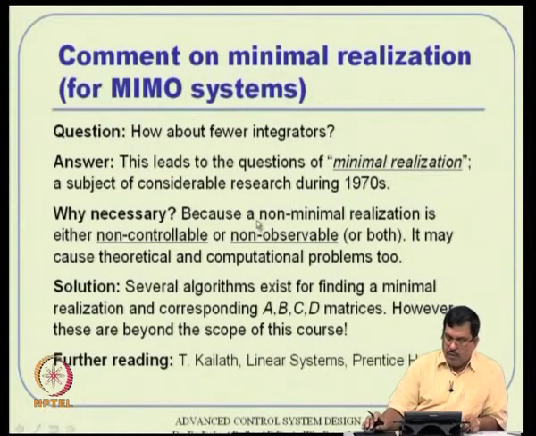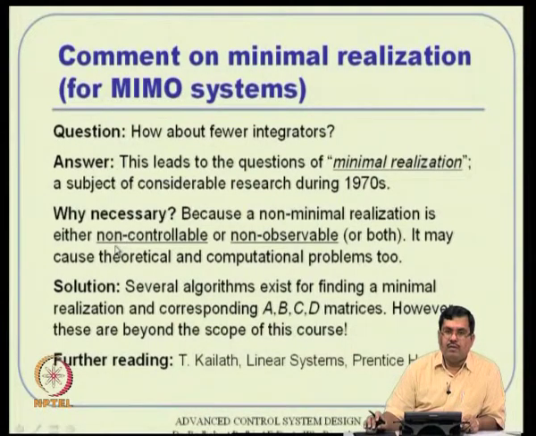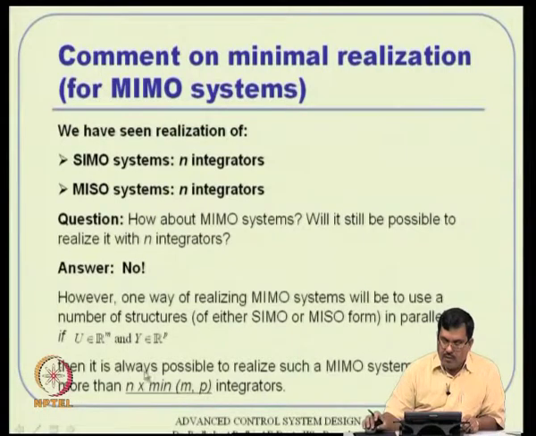The answer turns out to be that a non-minimal realization, suppose you take more integrators than necessary, can lead to some very odd situations like non-controllability, non-observability or both. That means either you cannot design a controller, or you cannot design an observer, or sometimes you cannot design both. In addition to this, numerical complexity also comes into the picture, because the number of integrators is essentially the number of state variables that you need.